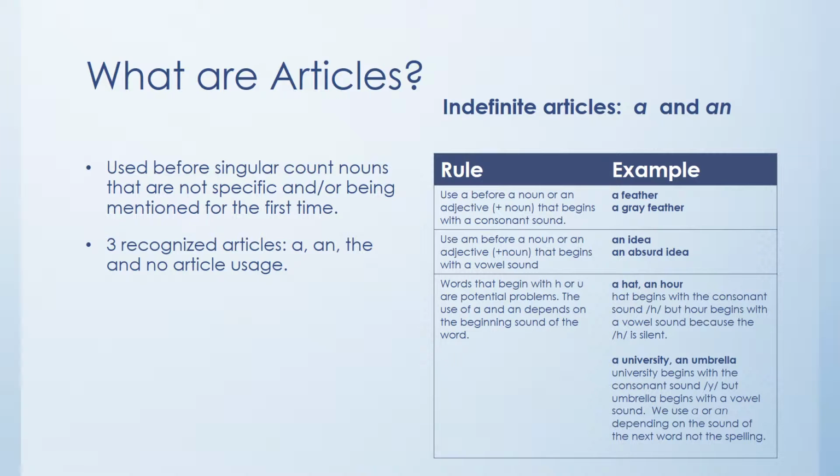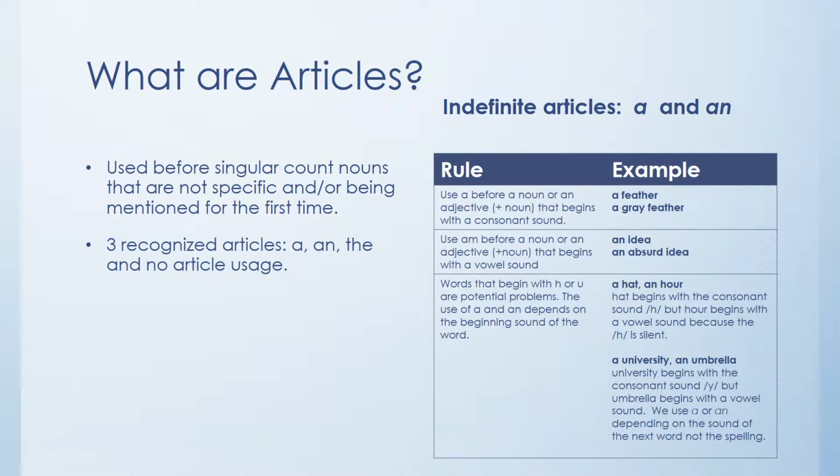First, we're going to talk about using indefinite articles a and an. They are used before singular count nouns that are not specific and they're being mentioned for the first time. Over to the right, I have a nice table with the rules and examples. There are 3 rules that we have for indefinite articles. The first is using indefinite articles before a noun or an adjective that begins with a consonant sound.